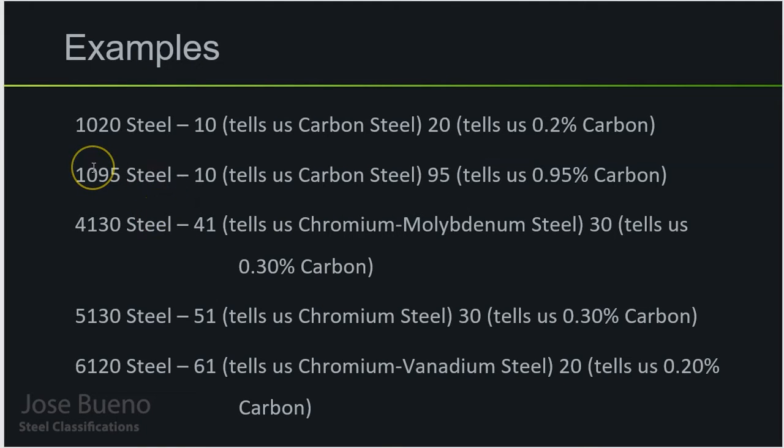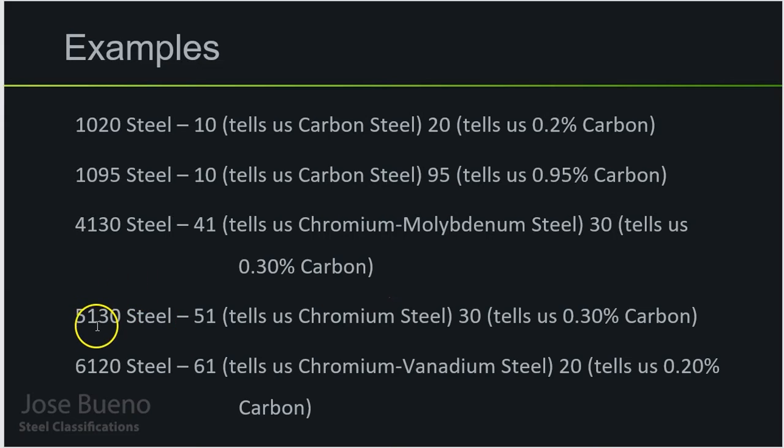Now, if we take 1095 steel, again, the 1 and the 0 tell us that it's just carbon steel, and the 95 tells us that there's approximately 0.95% carbon in that chunk of steel by volume. Now, if we move on and we say you have something like 4130 steel, the 4 and 1, or 41, tells us that we're working with chromium molybdenum steel.